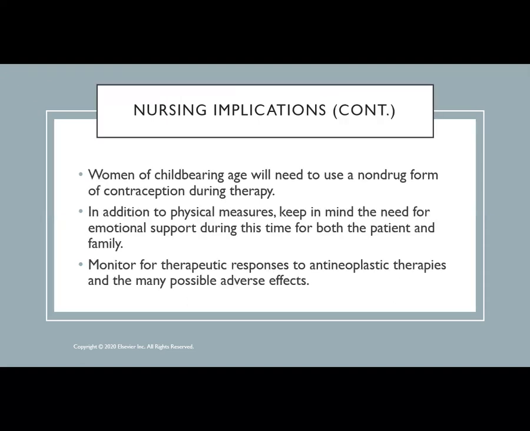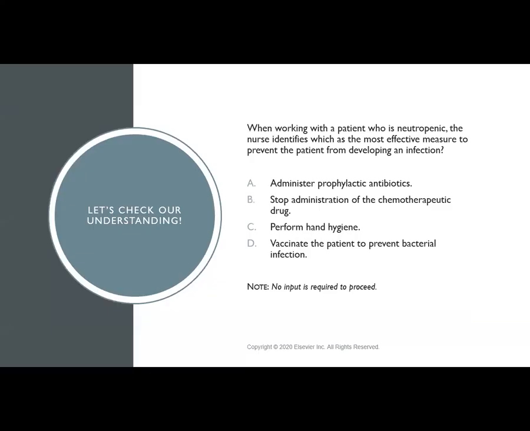Women of childbearing age will need to use non-drug forms of contraception during therapy. In addition to physical measures, keep in mind the need for emotional support. This can be a very difficult time for these patients, so make sure that we're listening to their needs. Monitor for therapeutic responses to antineoplastic therapies and the many possible adverse effects. When working with a patient who is neutropenic, the nurse identifies which is the most effective measure to prevent the patient from developing an infection. Hand hygiene, without a doubt.